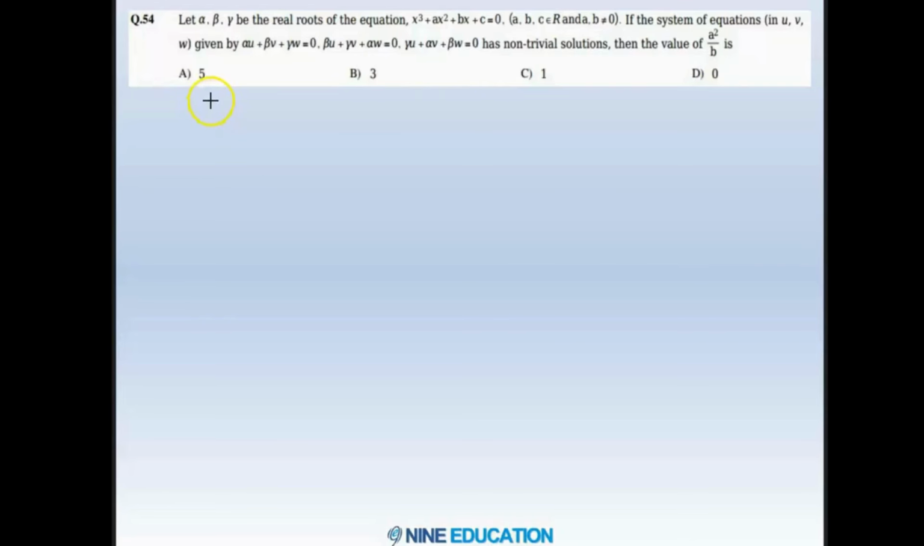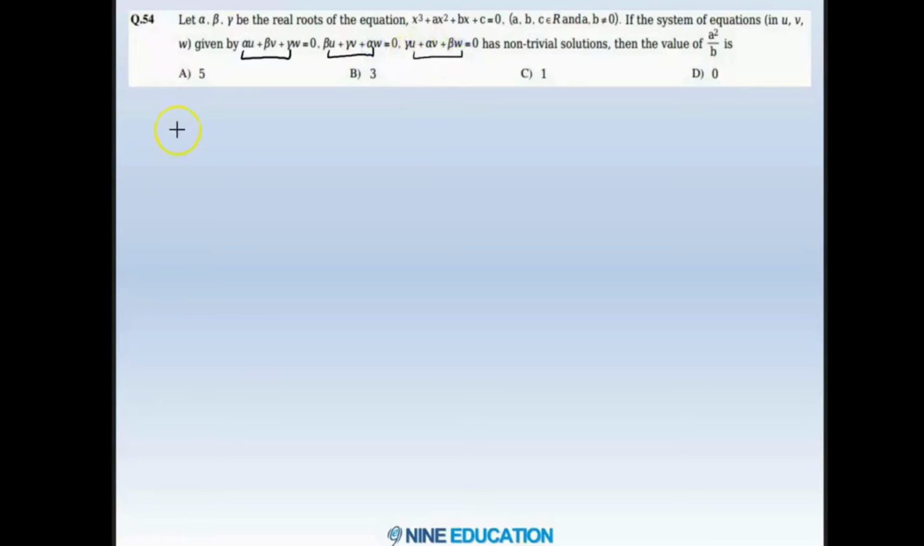Question number 54 is, let alpha, beta, gamma be the real roots of the equation x cube plus ax square plus bx plus c equal to 0. And if the system of equations in u, v, w given by alpha u plus beta v plus gamma w equal to 0 and so on has non-trivial solutions, then the value of a square by b is. So these are the three equations given in u, v and w.